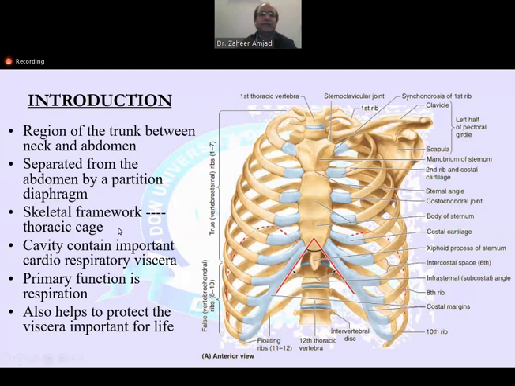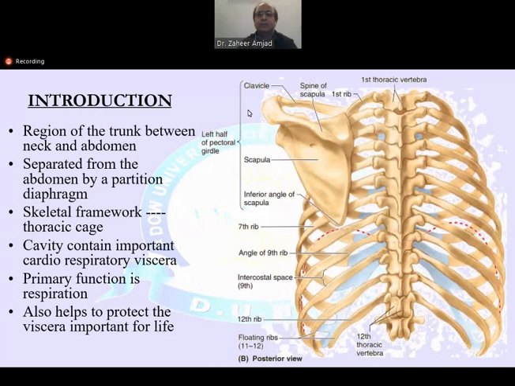It has got a skeletal framework, which is also called thoracic cage, because it has a cage-like appearance because of the presence of 12 ribs on either side. And the cavity of the thorax contains important, vital structures of the body, like the heart and the lungs. The primary function of the thorax is to assist in respiration, but a secondary function is also to protect the organs of the thorax particularly, and the upper part of the abdominal organs generally. So important viscera are protected by the thoracic cage.